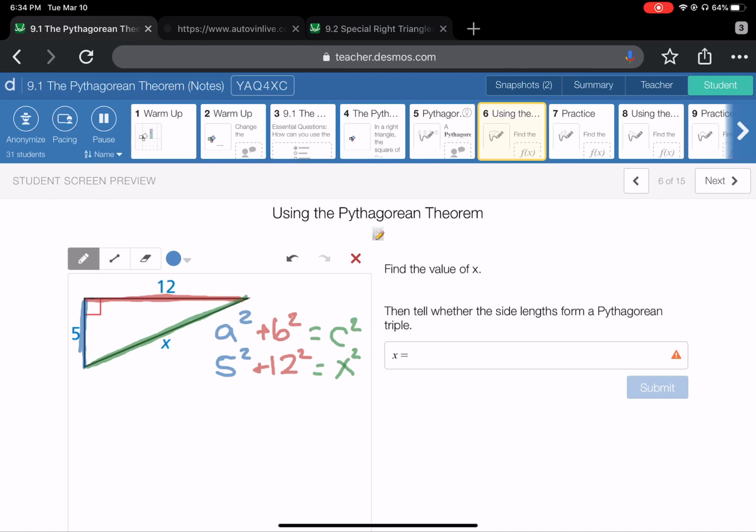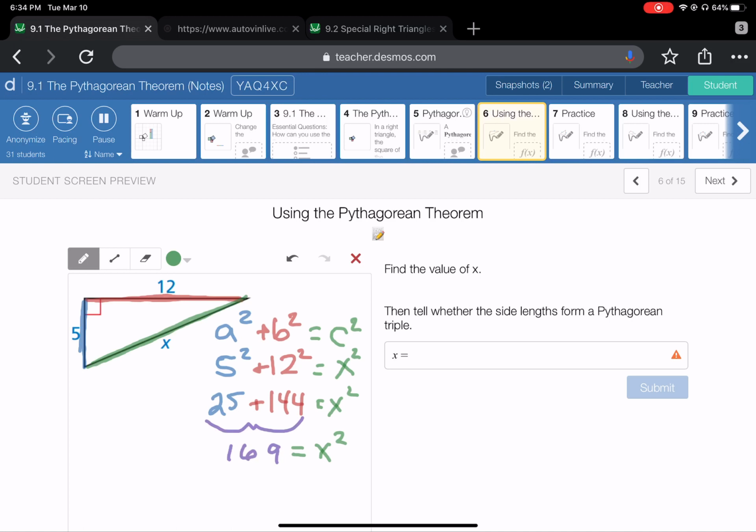And then what we're going to do here is we're just going to simplify everything. So 5 squared will give us 25. 12 squared will give us 144. And then x squared, well, we're going to keep it x squared because we don't know what it is. So here our next step is the addition. So we're going to add this here to give us 169 is equal to x squared.